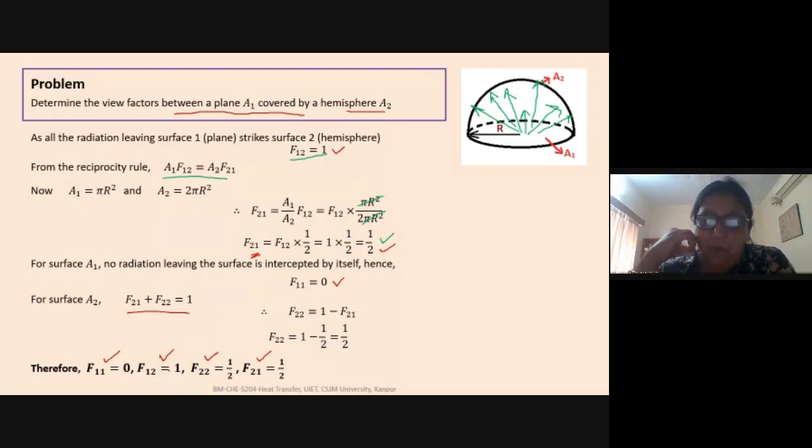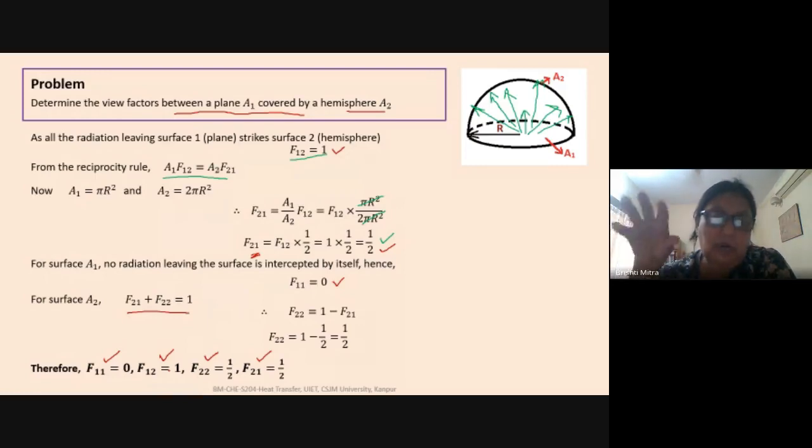Now, there are a couple more, two other examples that I would like to do in terms of view factor. But before that, since we're almost running to the end of the class, is there any question about these two small problems that we did? These are questions that are often asked in your GATE examinations, etc. So it's very important that you clear your concept about view factors. Any questions about these two small problems that I did?